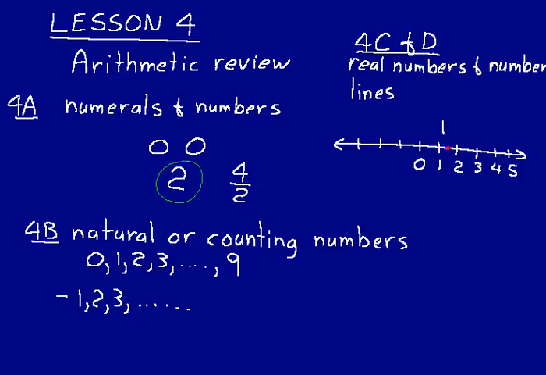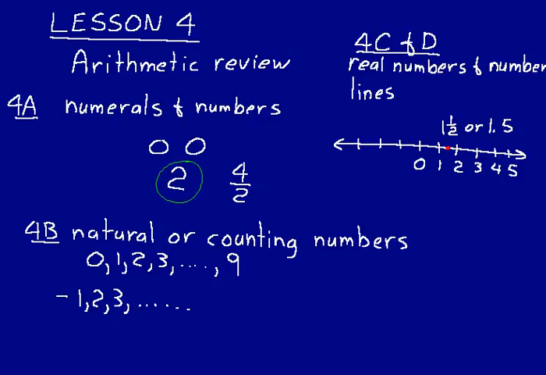And so we could just represent that. We could write 3/2 up there, or we could use the decimal form and say 1.5. So real numbers include the counting numbers as well as the fractions and decimals in between those.